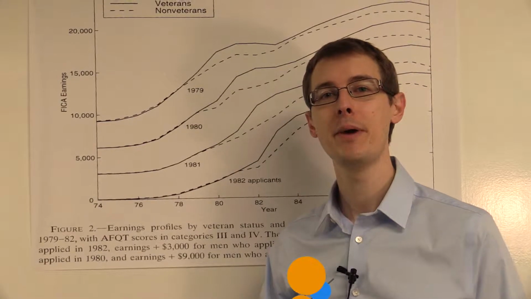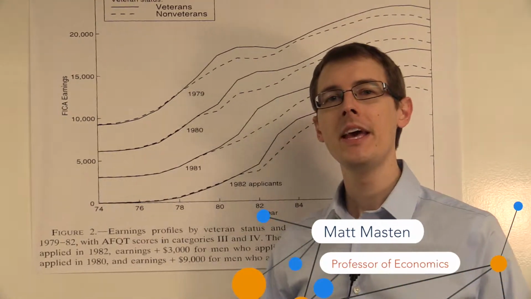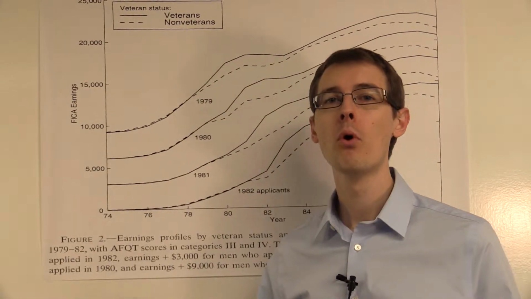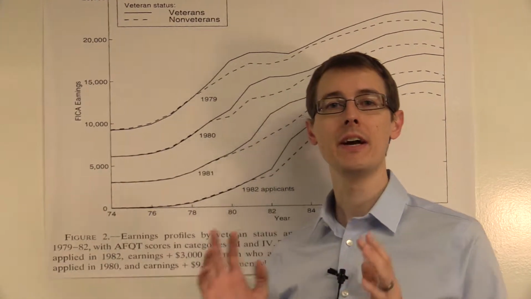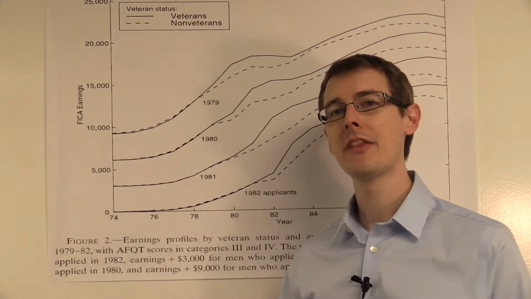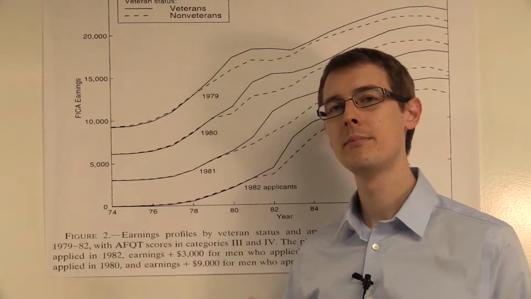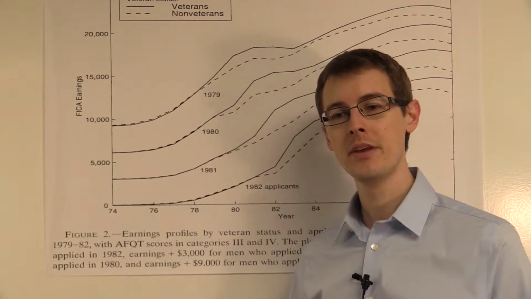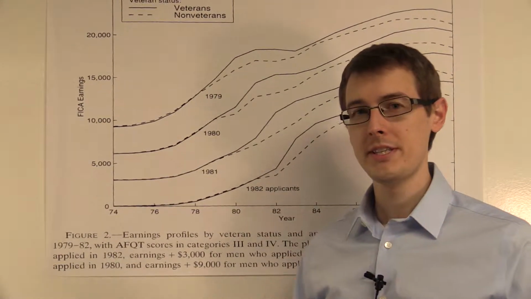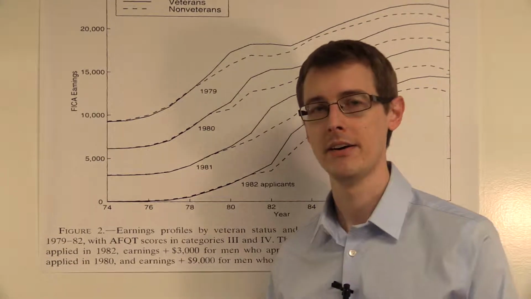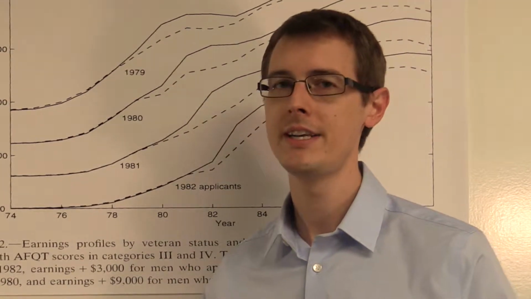In a 1998 paper, Josh Angrist asked, if I volunteer and enlist in the military, am I going to make more money over my lifetime than if I don't join the military? So what he did is he gathered data on all applicants to the military in the years 1979 through 1982. So our population of units here is the set of all people who applied to the military. If you didn't apply, you're not in his data set.